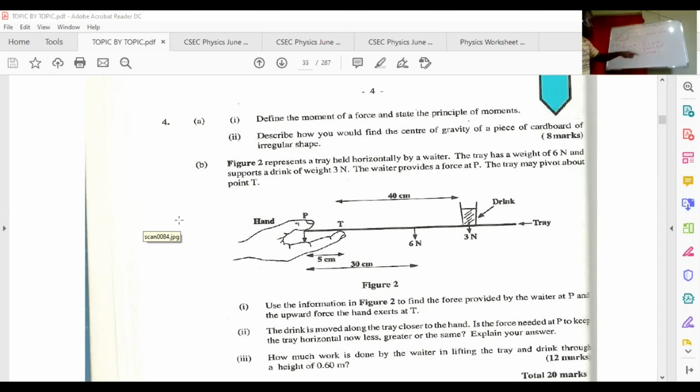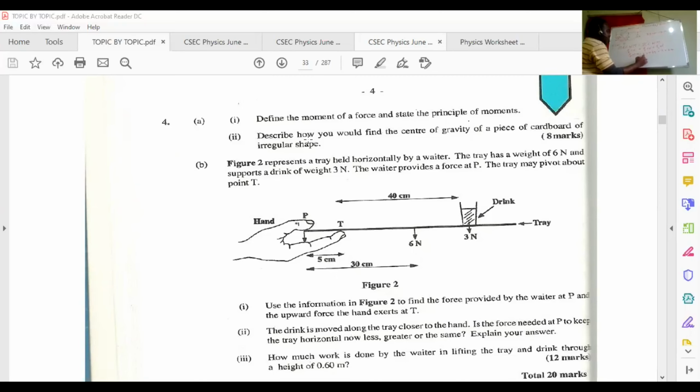All right, and then, so that's your 6, and then for the 3, multiply by the distance away. What's the distance away for the 3? Forty centimeters, which is 0.4 meters. And then the force at P, which is unknown, so force P times the distance away from the pivot, which is 5, so we change that to meters, which is 0.05.